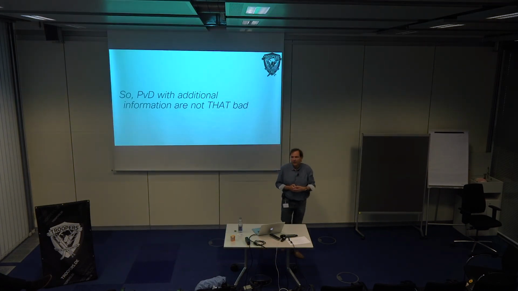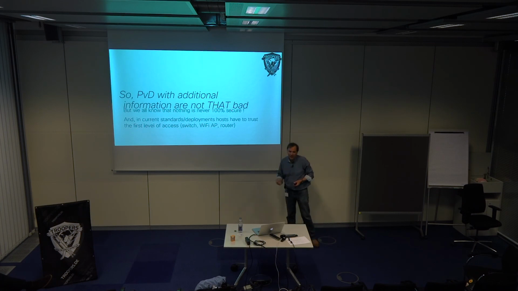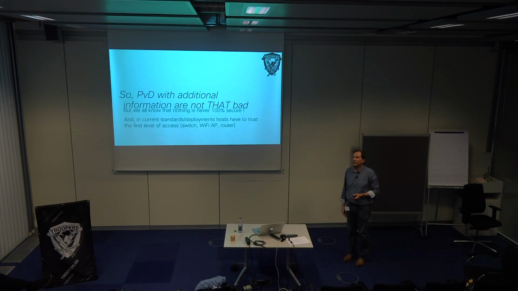So I would say PVD with additional information, so the JSON file, is not that bad. That's my point of view. But I mean, security is never 100% anyway. There is always a balance between security and simplicity. We want to keep it simple. Things that are too complex are not always secure. And anyway, in the current deployment and standards, you need to trust somehow the first device, okay? Even with ArrayGuard and all we can think you want to do.